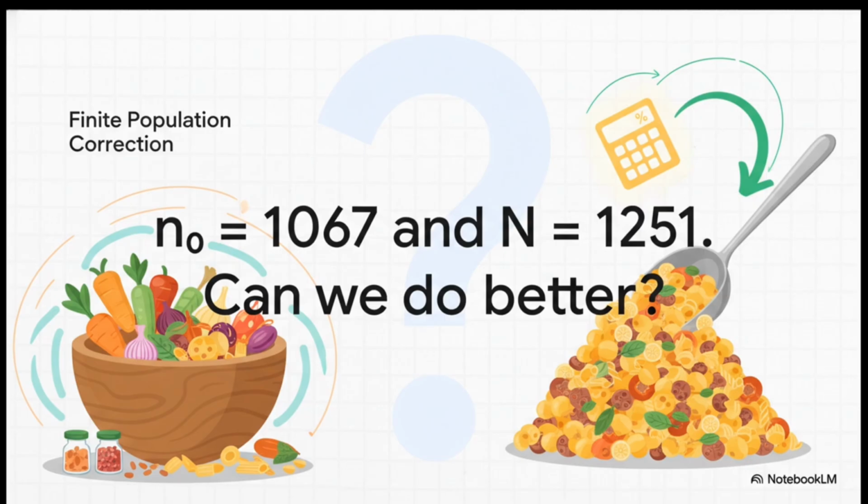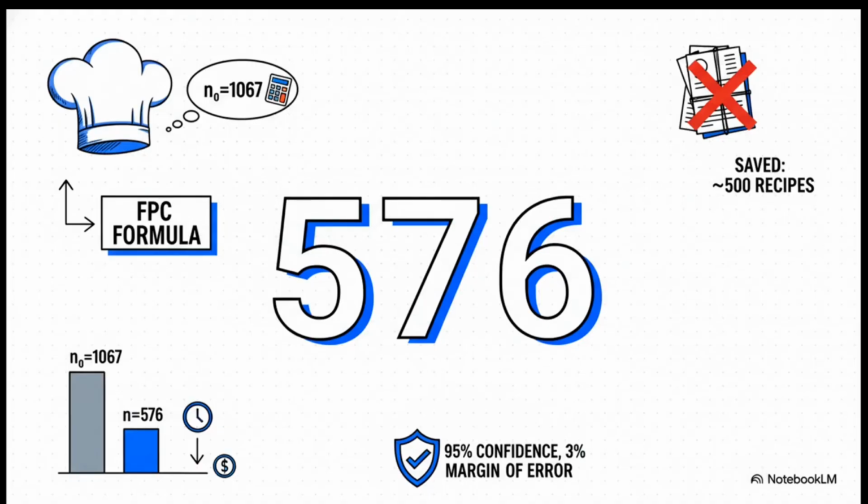This is the perfect time for our friend, the finite population correction, to come in and save the day. We take that initial oversized number of 1,067 and we plug it into our correction formula. And boom, the new, adjusted, much smarter sample size is just 576. Let that sink in. We just cut our workload almost in half. We saved ourselves the time and effort of checking nearly 500 recipes, and we did it without losing a single drop of our precision or confidence. That is the power of using the right statistical tools.